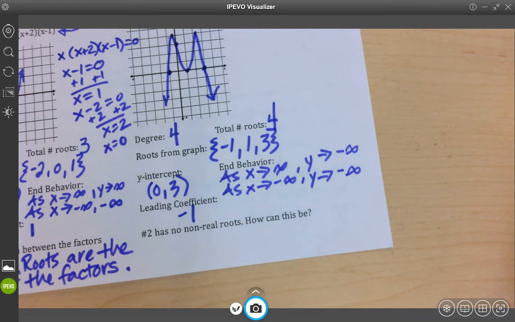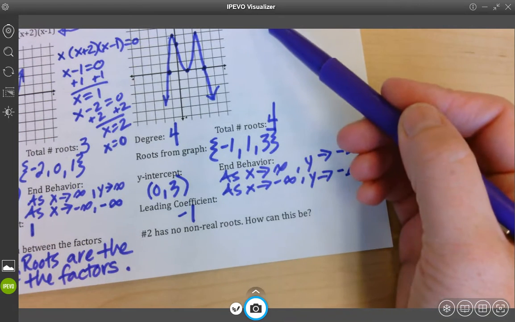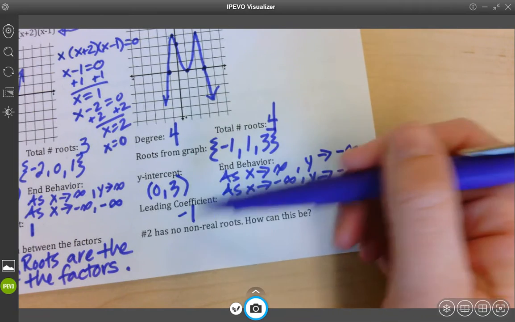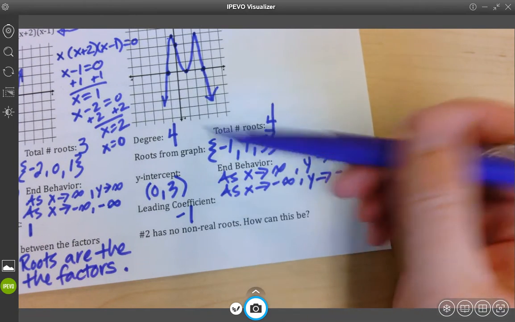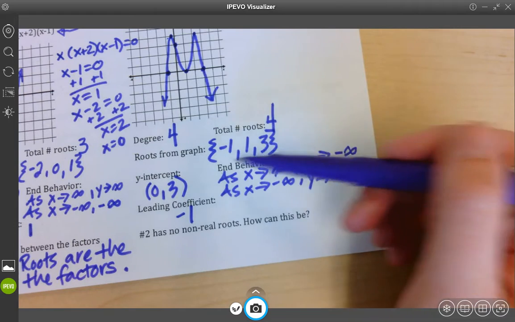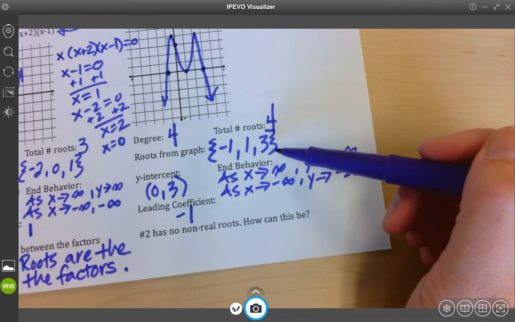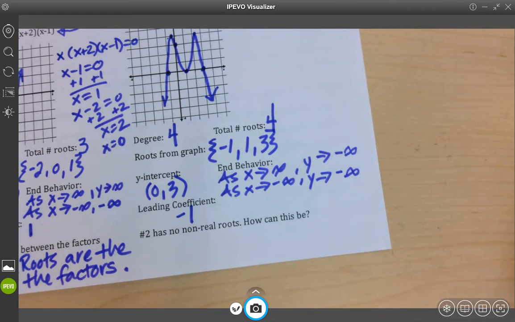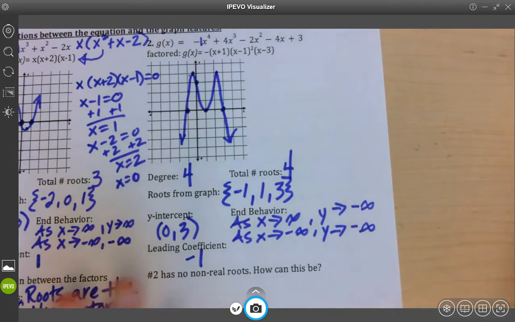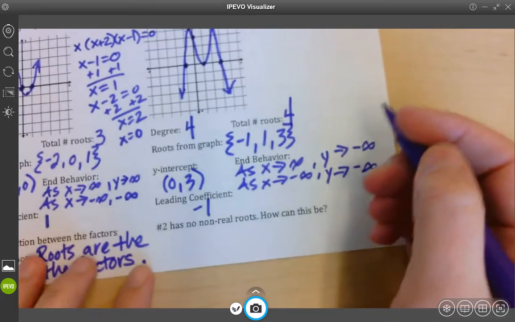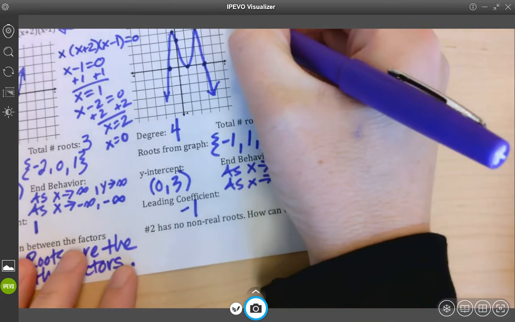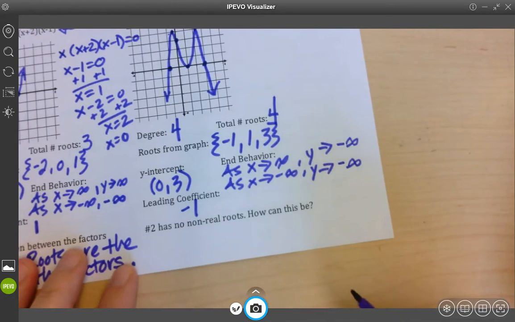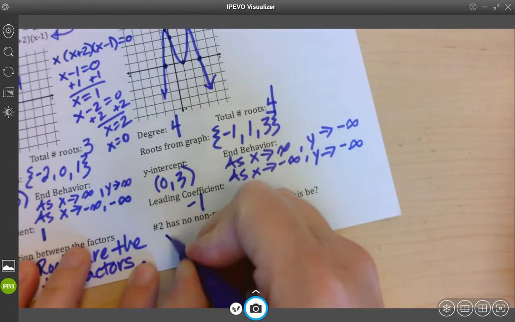So I want you to look at the graph, look at the equation, and talk to your group about how can it be that my degree is 4, but I only have 3 roots listed here. Okay, so what you guys shared with me was the factor x minus 1 happens twice.